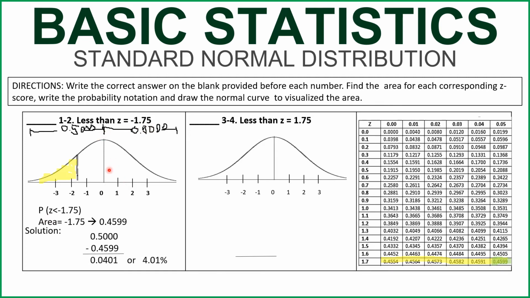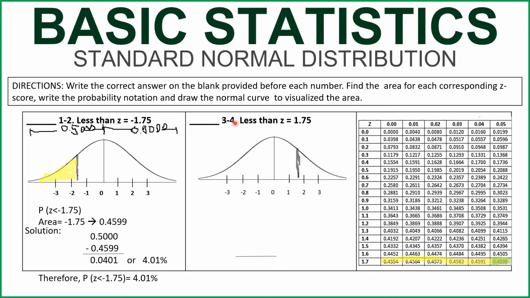So, our answer is 0.401, or when you make it a percent, that is 4.01%. Therefore, that's our answer. The probability of a z-score less than negative 1.75 is 4.01%. So, let's proceed to the other one.